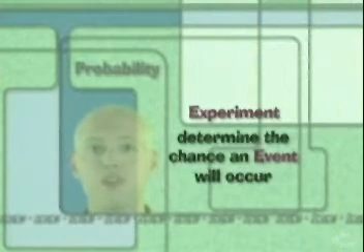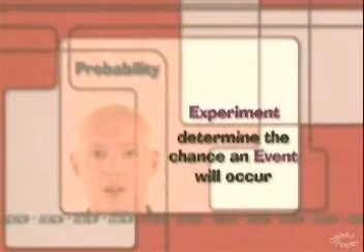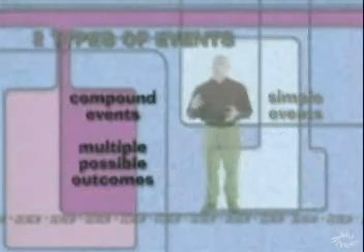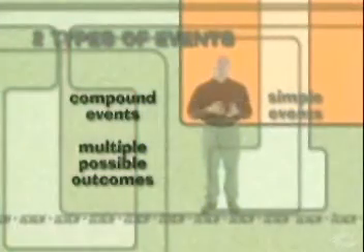When examining probability, we conduct experiments to determine the chance that a certain event will occur. There are two types of events: simple events, which have only one possible outcome, or compound events, which are composed of multiple possible outcomes.